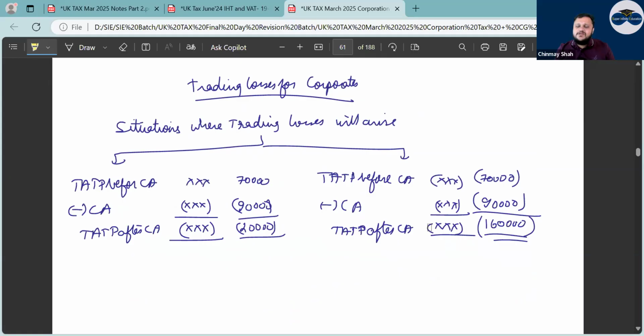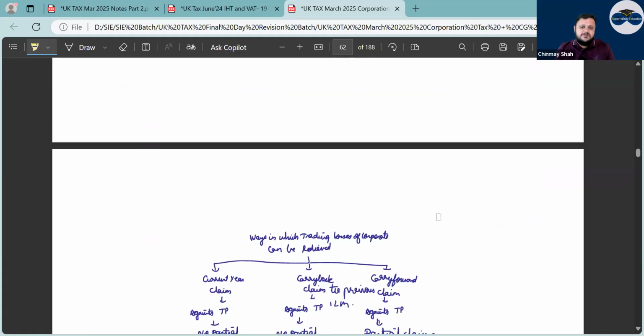Two situations where losses can arise. TATP before capital allowance minus the capital allowance gives you TATP after capital allowance. It could be that TATP before capital allowance is positive, but capital allowance is very high and hence you have losses. TATP before capital allowance is what? Tell me. A loss only, plus capital allowance will increase your losses, right?